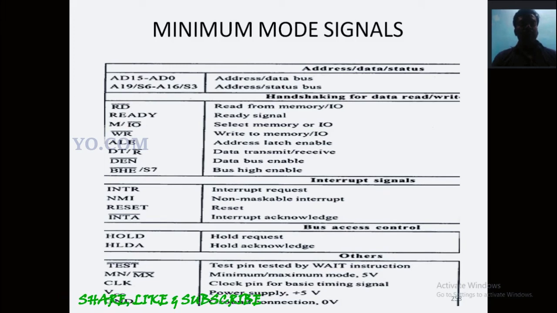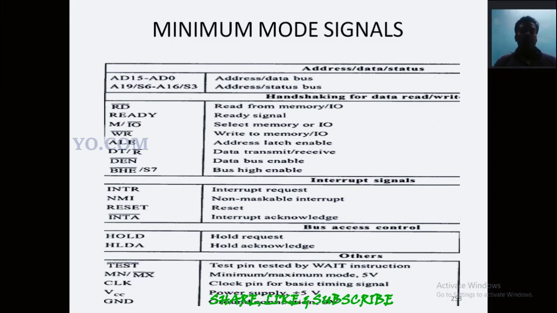Okay, right. Next one is TEST. The TEST pin is tested by the WAIT instruction, so in a multiprocessor configuration we use the TEST pin. Then MN/MX bar, minimum or maximum mode. If the MN/MX bar pin is connected to logic 1, 5 volts, then it is considered minimum mode. Then the clock pin is used to provide clock pulses to the microprocessor. Then VCC and ground, VCC is 5 volts and ground is 0 volts. So these are the signals used in minimum mode.